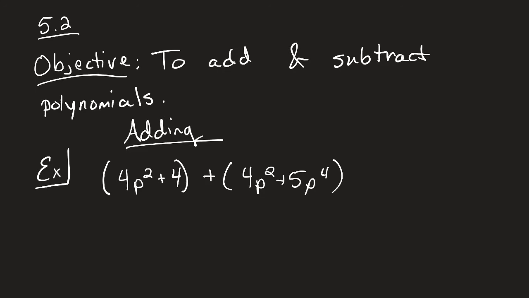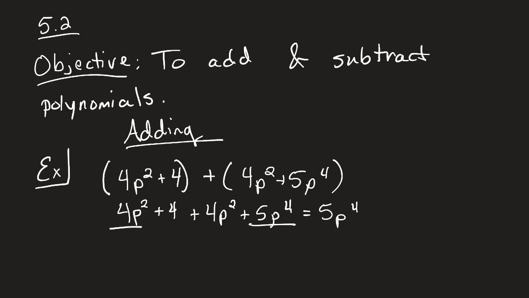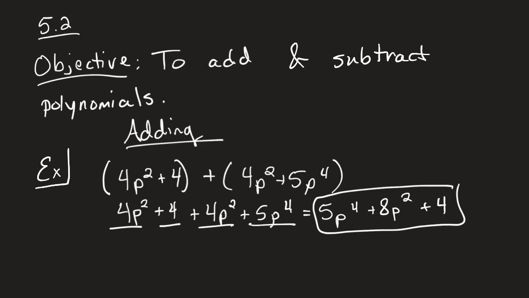Alright, so this is very similar to yesterday, adding like terms. And so this is just the same thing as 4p squared plus 4 plus 4p squared plus 5p to the fourth. And so we would start by writing them highest power to lowest power. So our highest power is this p to the fourth, so it would be 5p to the fourth. Our next highest power is the p squared, so we have 4p squared plus 4p squared, which is 8p squared plus 4. So our final answer is 5p to the fourth plus 8p squared plus 4.